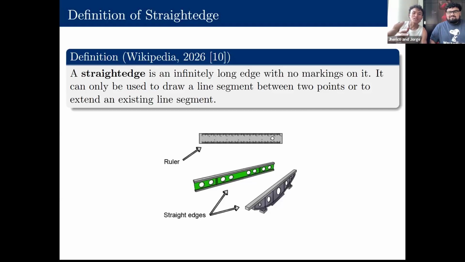So on the screen, you can see what the definition of a straight edge is, and essentially there's two different ways to think of it. You can think of it by starting off with a ruler, and a ruler has markings on it. And so a straight edge is basically just a ruler without markings, but think of it more as like this infinite ruler, basically, with no markings, if you will.